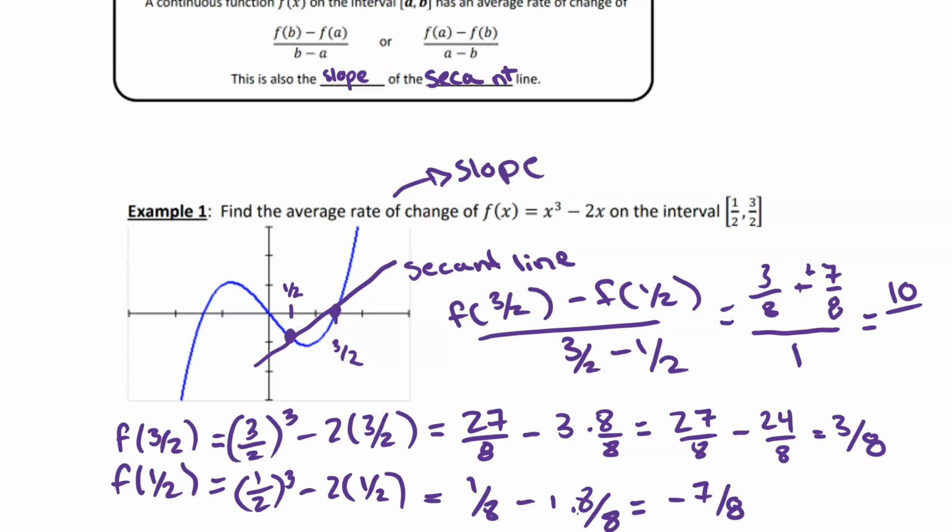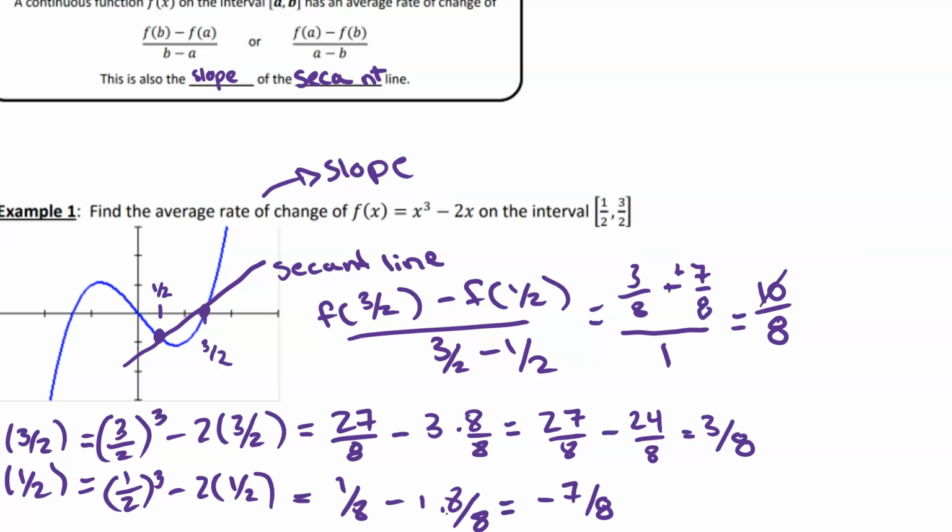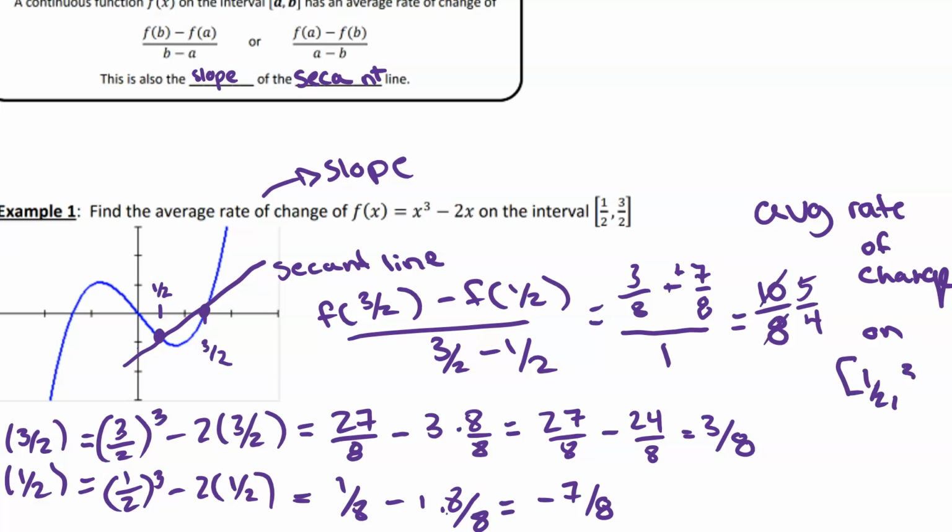So I've got 10/8, right? And 2 goes into both. So I've got 5/4 as my average rate of change on the interval 1/2 to 3/2. So that's what this is, aka the slope of our secant line.